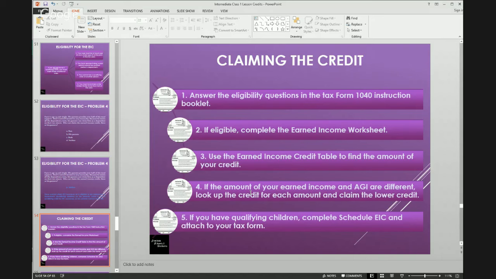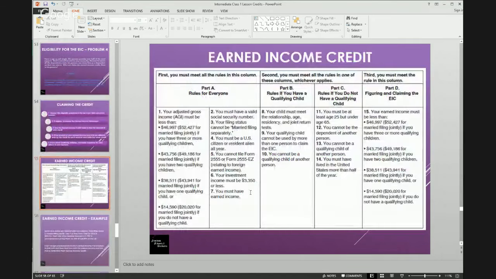And if you have qualifying children, you would need to complete the EIC schedule and attach that to your tax return. So here's a summary of the earned income credit rules. Everyone is subject to the AGI limits that we discussed and must have a valid driver's license, must be a U.S. citizen or resident alien. You cannot file a Form 2555. Your investment income must be $3,350 or less.